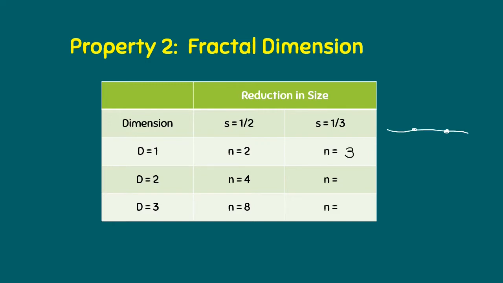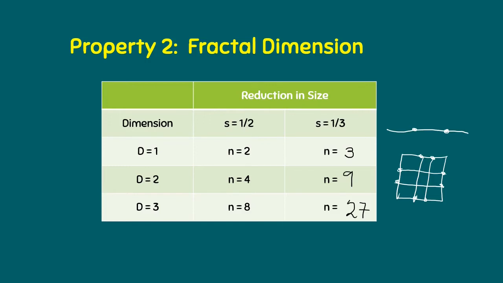What about if the dimension is 2? If we have a square and we divide it into 3 equal parts, how many smaller squares do we end up with? We end up with 9. Can you guess what will be the number of copies if the dimension is 3 and s is equal to 1/3? The answer is 27.